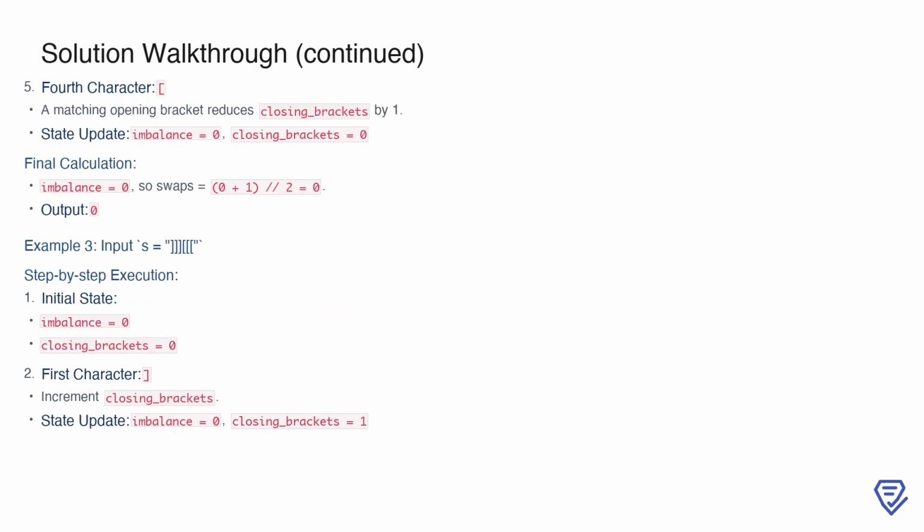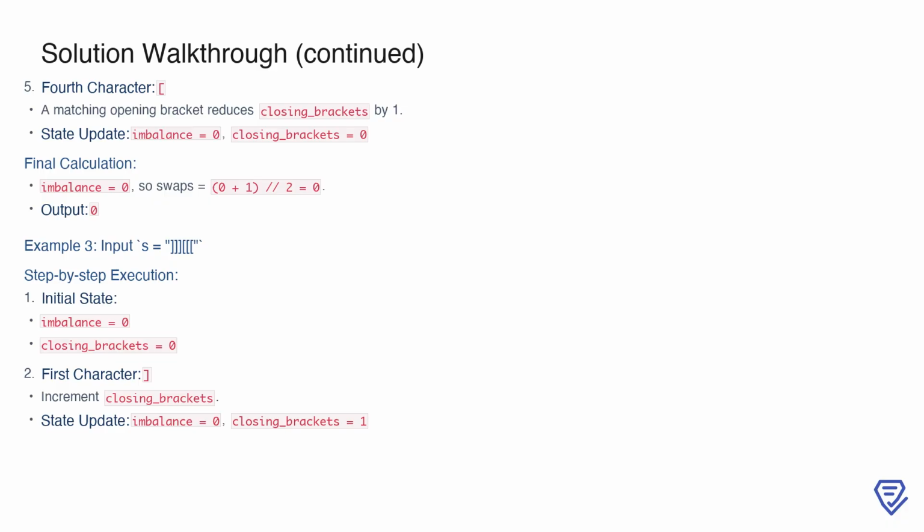For the fourth character, which is an opening bracket, it matches with one of the unmatched closing brackets, so we decrease closing_brackets by 1. This results in a final state of imbalance equals 0 and closing_brackets equals 0. Using the formula to calculate the minimum swaps, imbalance plus 1, divided by 2, we find that with an imbalance of 0, the result is 0 plus 1, divided by 2, which equals 0. Therefore, the output for this example is 0.